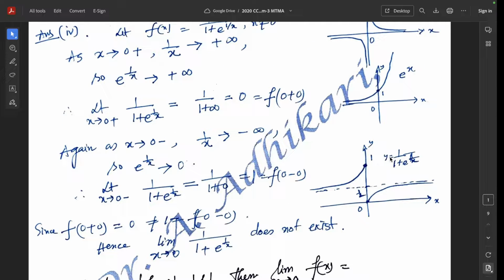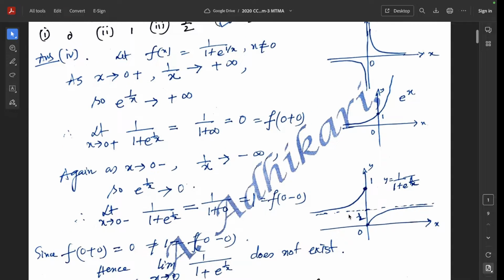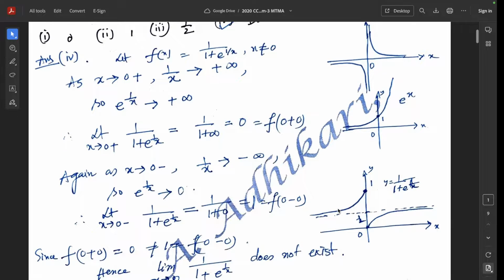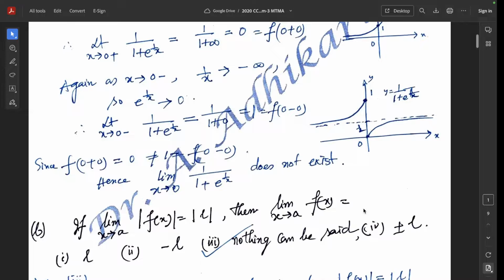Actually, the graph of 1 by 1 plus e to the power 1 by x is this. This is the straight line y equal to half, and this is the 1. So this is the graph of this. At 0 plus this tends to 0, so the right hand limit is 0, and the left hand limit is 1. Next question.